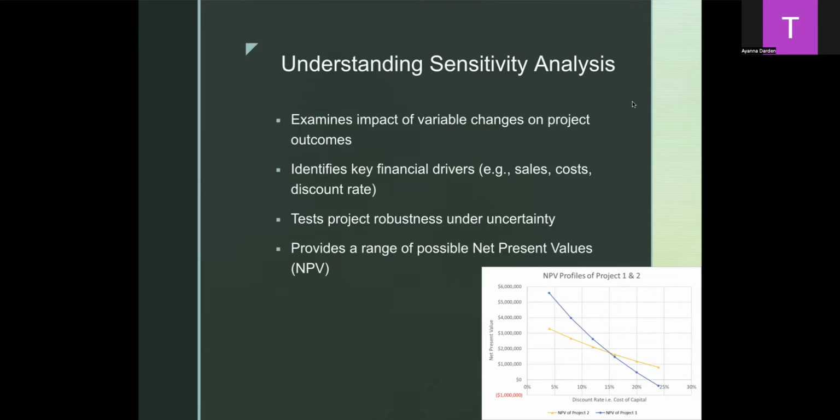Beyond that point, at higher discount rates, Project 2 becomes more profitable since its NPV decreases at a slower rate. In other words, Project 1 performs better when the cost of capital is low. But Project 2 is the better option when the cost of capital is high.